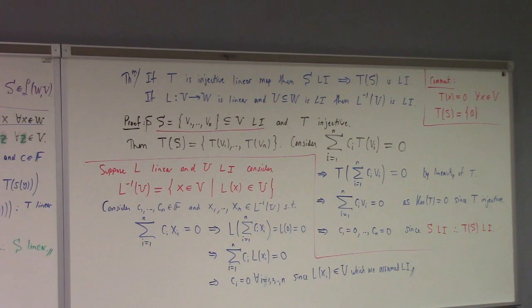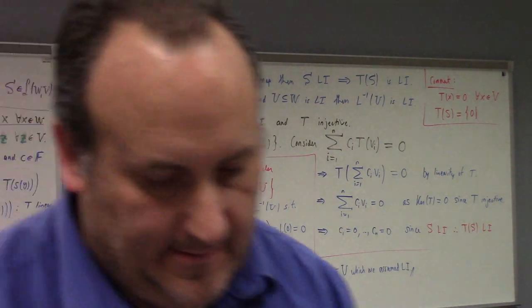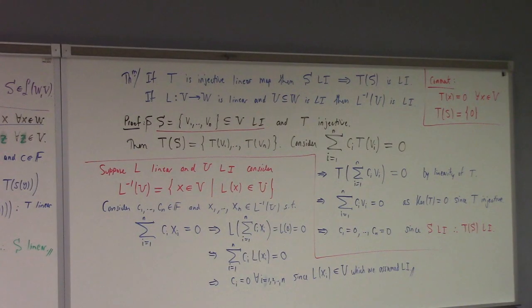All right, where was I? Suppose that the span of S is equal to V. All right, suppose the span of S is equal to V. That is to say that S is a generating set for V.